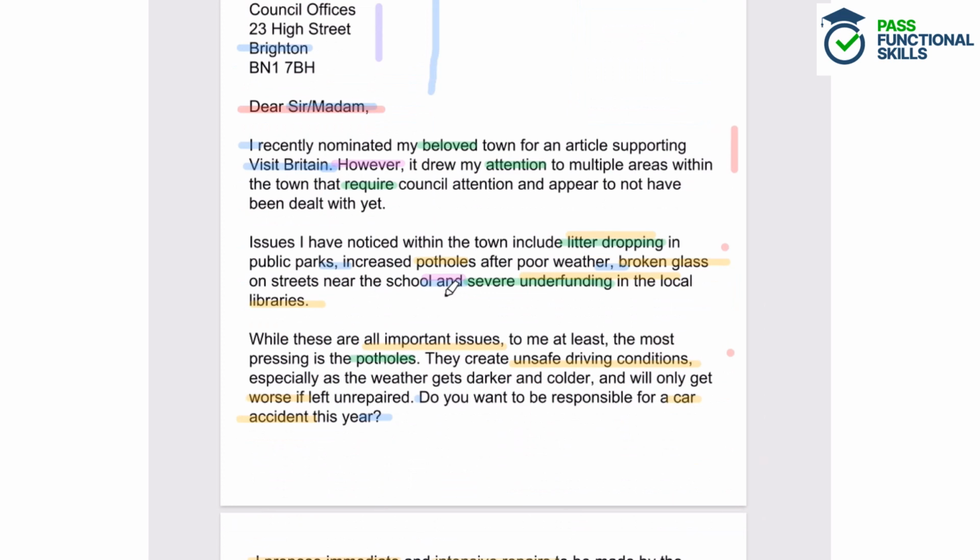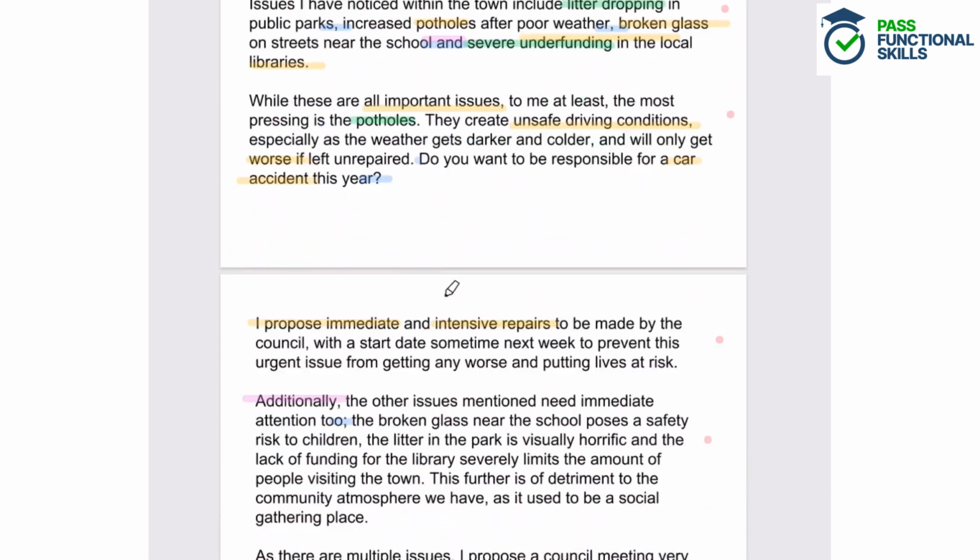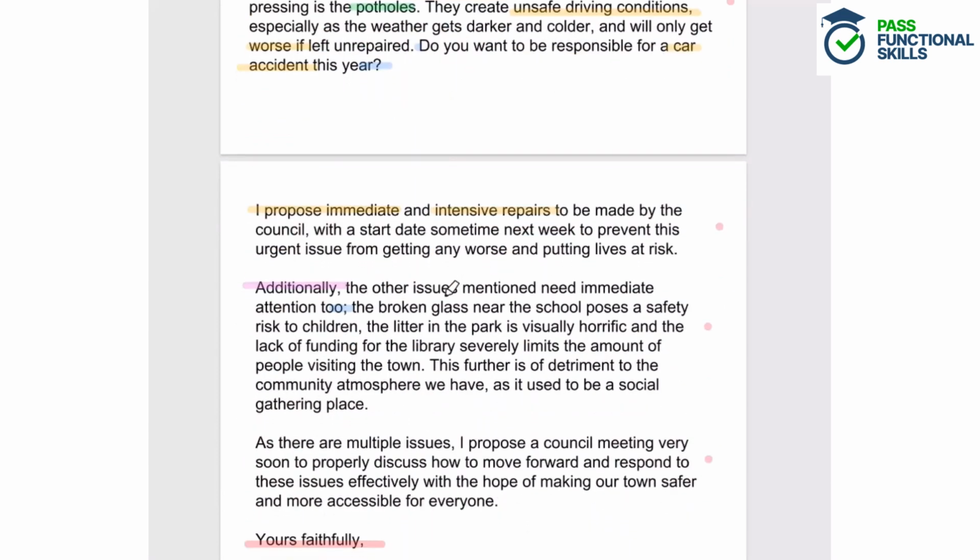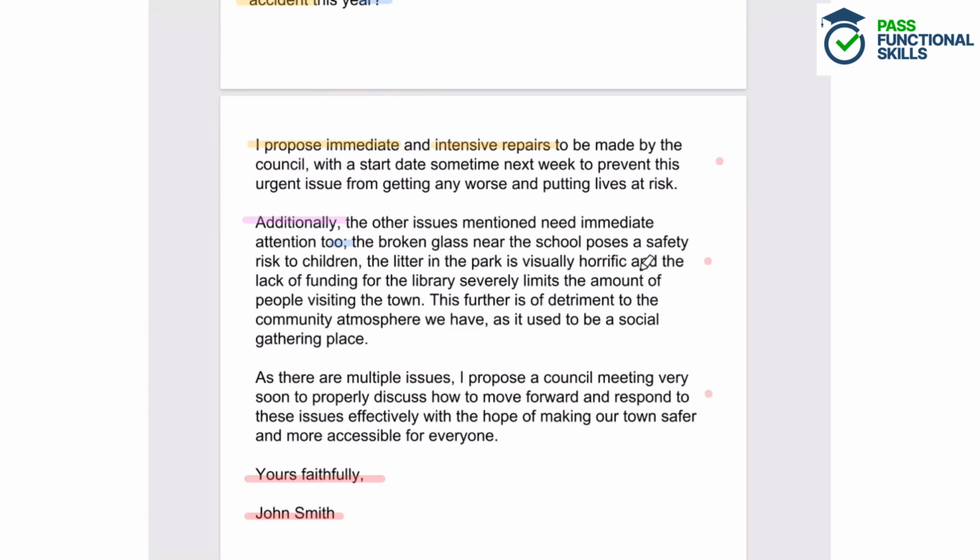We've also got a recognition that we are writing to the council within the text. So, for example, we've got "I propose a council meeting" and "I propose immediate and intensive repairs to be made by the council." So it's clear that they're writing to the council and trying to get them to take some action here. So it's focused on the audience throughout.